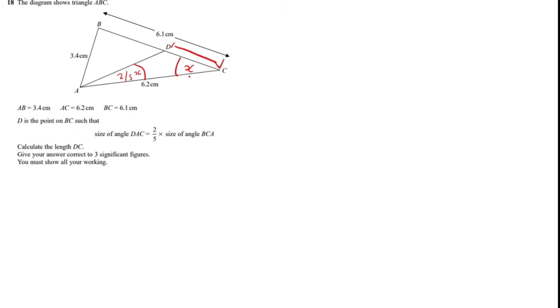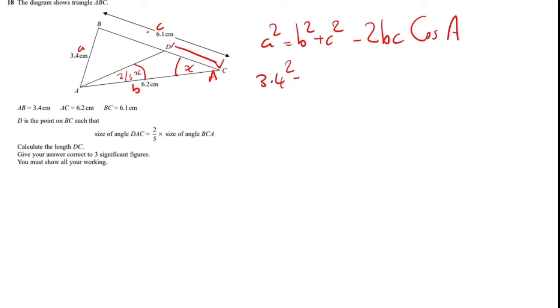Because we've got all 3 sides, we can use the cosine rule to work out X. And if you remember, the cosine rule is A squared equals B squared plus C squared minus 2BC cos A. I'm going to call this one A, this one B and that one C, which is slightly different to how the diagram is labelled, but it makes no difference. So I've got 3.4 squared equals 6.2 squared plus 6.1 squared minus 2 times 6.2 times 6.1 cos A.